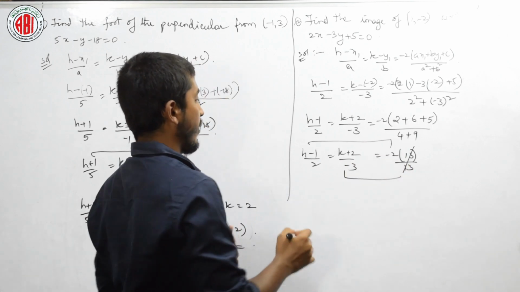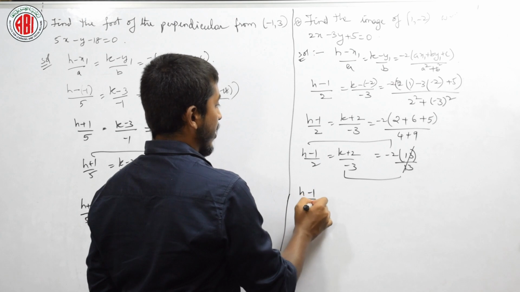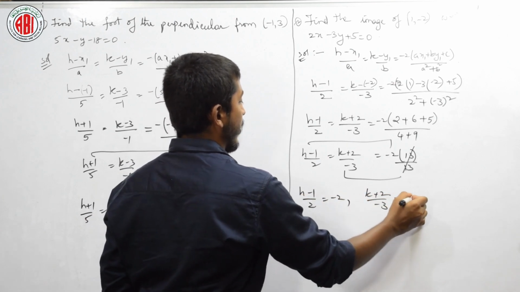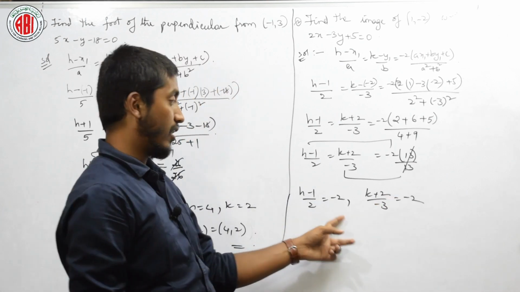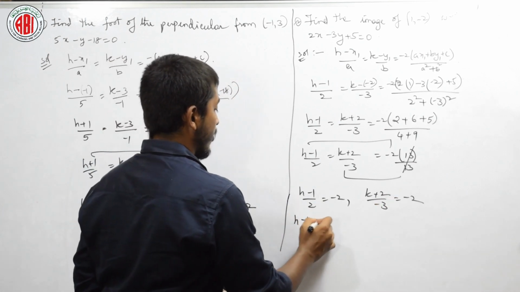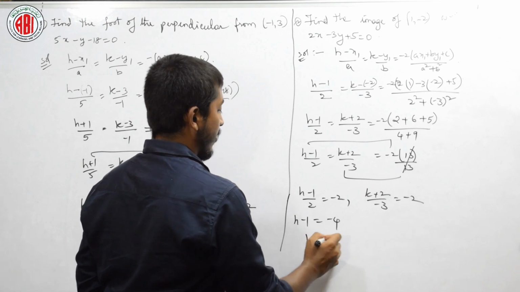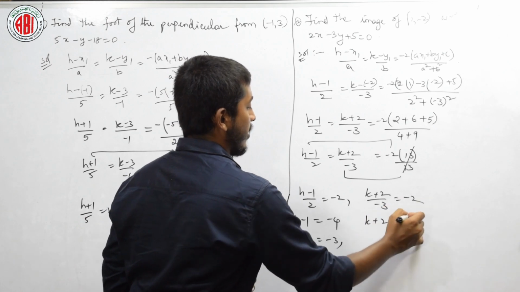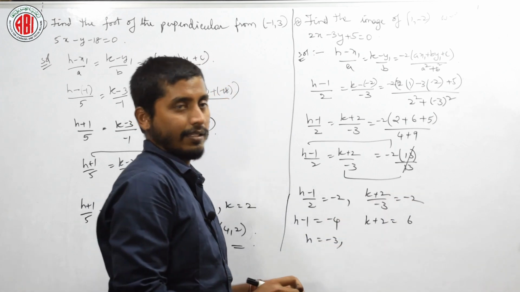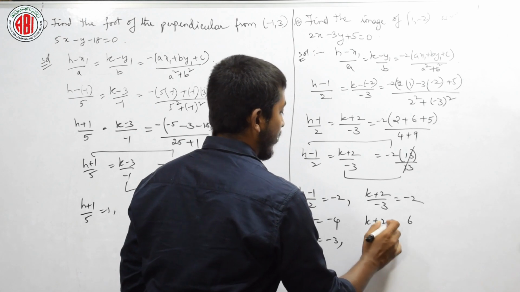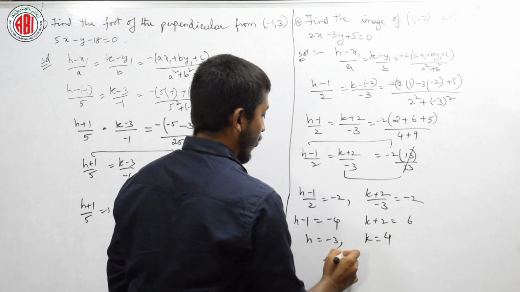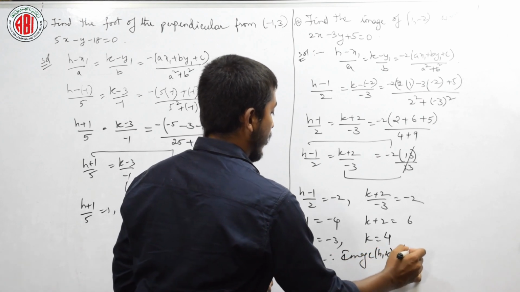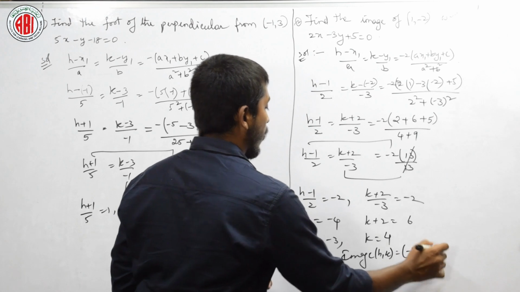Now let us equate these both and these both. Let us solve it. This becomes h minus 1 by 2 is equal to minus 2 and k plus 2 by minus 3 is equal to minus 2. Let us cross multiply and solve the value for h, that is h minus 1 equal to minus 4, h is equal to minus 3. Here k plus 2 is equal to 3 2s are 6, minus into minus plus. Is it okay? Therefore, k becomes how much? 4. Therefore, image h comma k is equal to minus 3 comma 4.